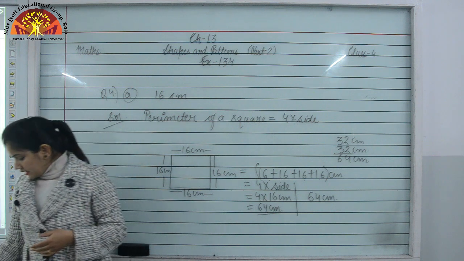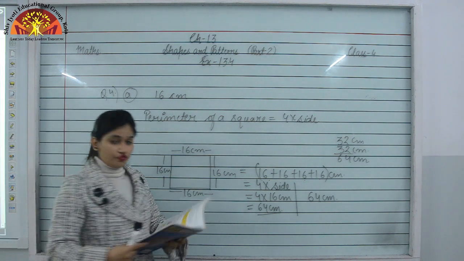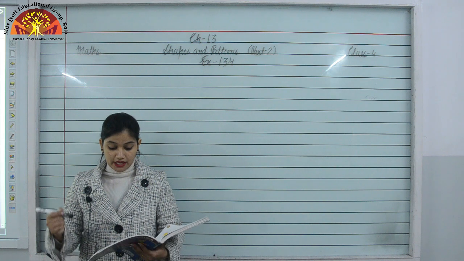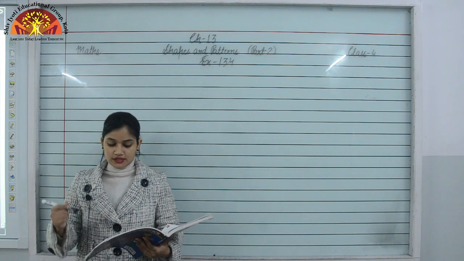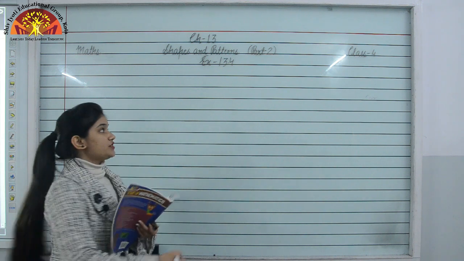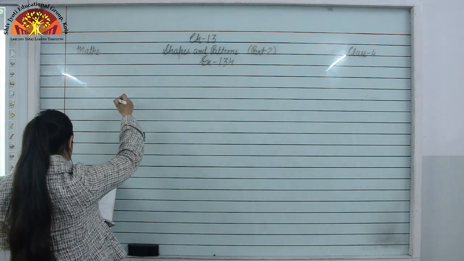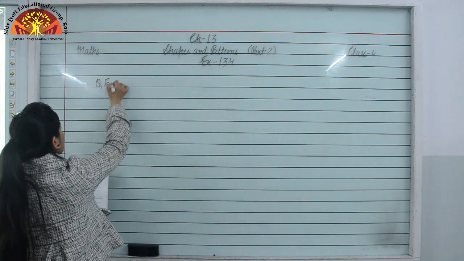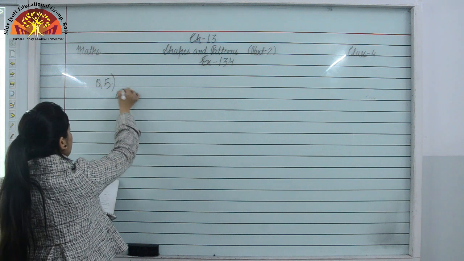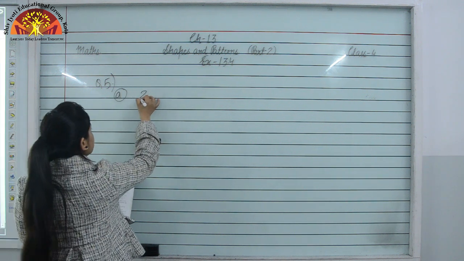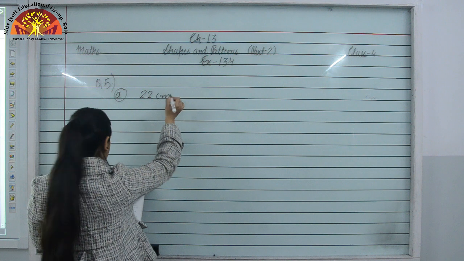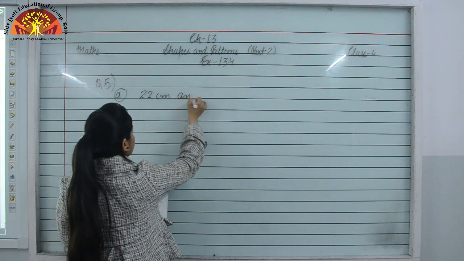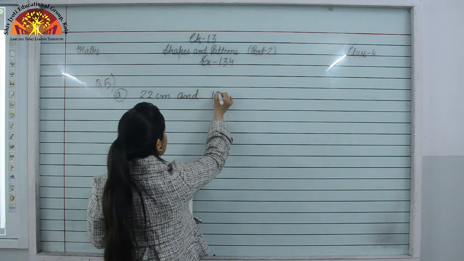So now we'll take the next question, that is question number 5. Question 5 is: find the perimeter of a rectangle whose sides are given below. Rectangle means, as we know, opposite sides will be equal. Question 5, I am taking part A. Sides are given: 22 centimeter and 18 centimeter.